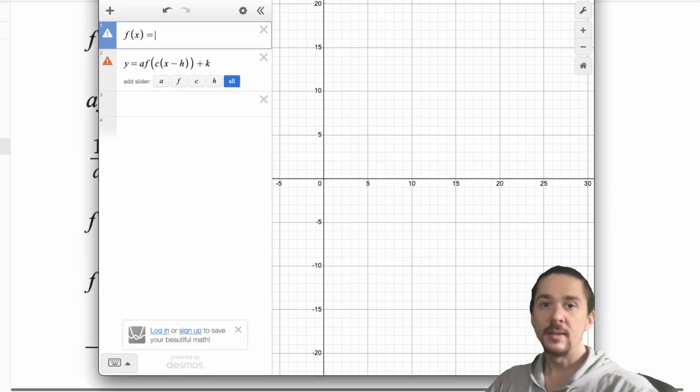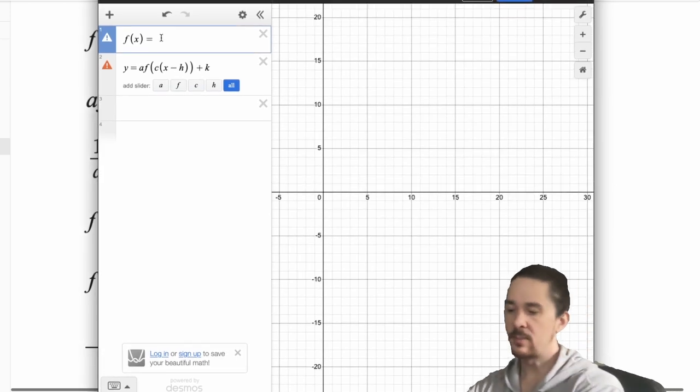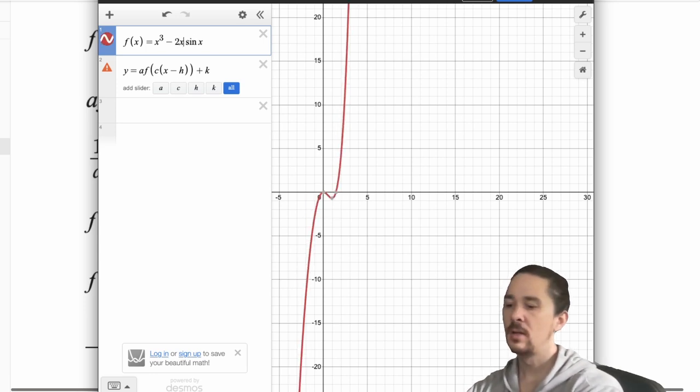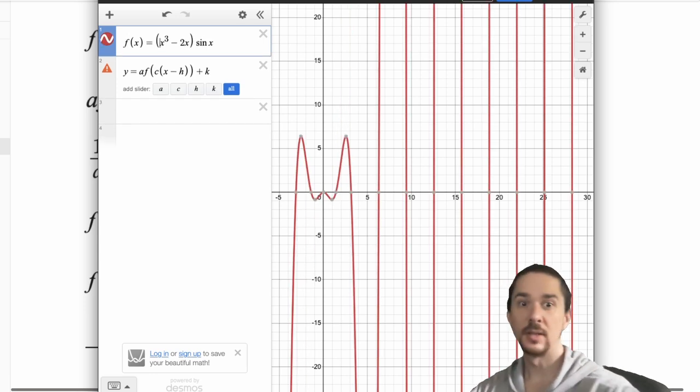To illustrate this, you can go to Desmos and make up some function. I'm going to say x cubed minus 2x plus sine x. No, you know what I'm going to do? I'm going to do times sine x. Look at that. Isn't that funky looking?